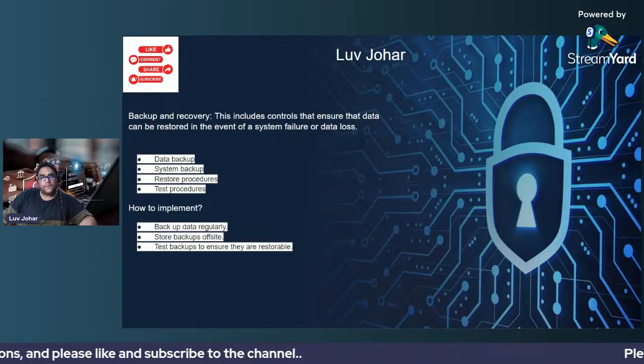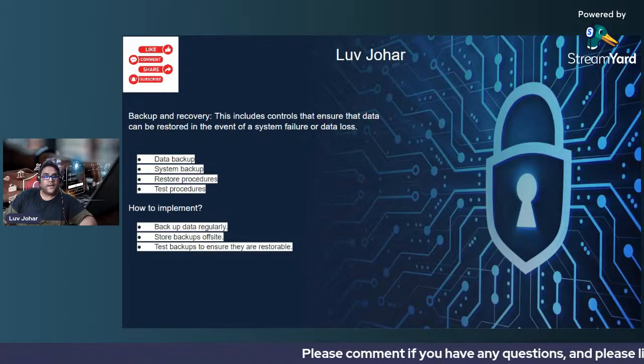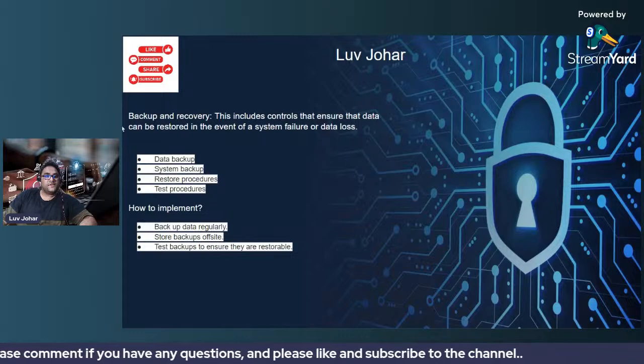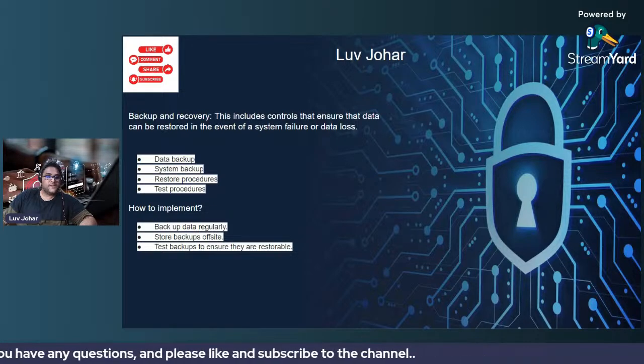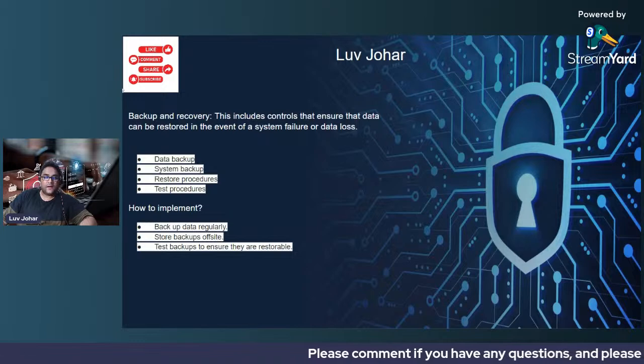So what comes under backup and recovery? Under backup and recovery, this includes controls that ensure that data can be restored in the event of any system failure or data loss. So what comes under backup and recovery is your data backup. Your organizational data backup is a crucial part. Your system backup, your restore procedures, your test procedures, whether you are testing the data that has been backed up or not, comes under data backup and recovery.